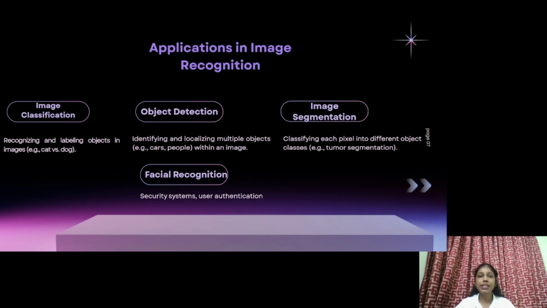Now, what are the applications in image recognition? Image classification, identifying what the object is in the image. Example, cat versus dog. Object detection, finding and locating multiple objects like cars and people. Segmentation, labeling each pixel. Useful in medical imaging. Example, tumor segmentation. Facial recognition, used in smartphones, airports, and surveillance.